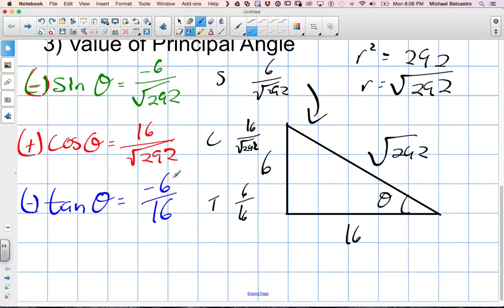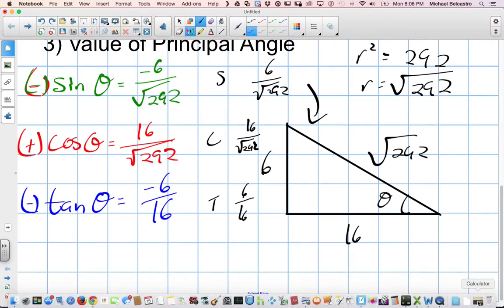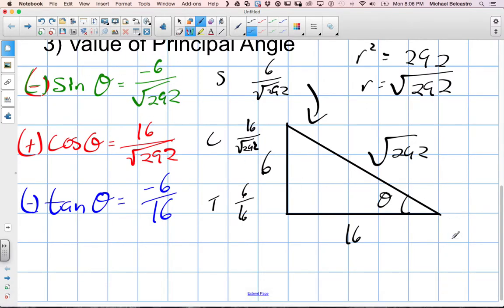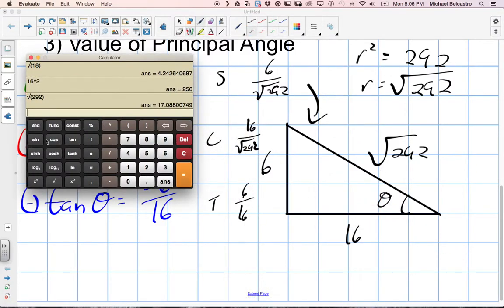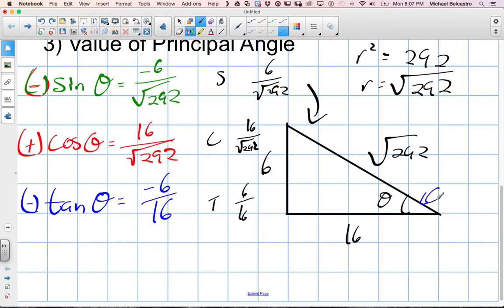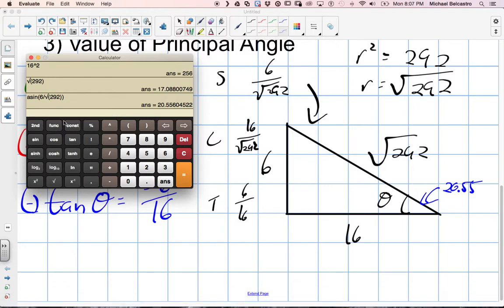But the negatives are giving us a little more information. So if we do just the positive values, to find an angle I do the inverse of that ratio. So I go sine inverse, second function sine, of 6 divided by root 292. I've done a positive value. I didn't include the negative here. It's going to be equal to, one missing parenthesis, 20.55. So according to this, the angle here is 20.55. And we can test that with all the other ones, very quickly.